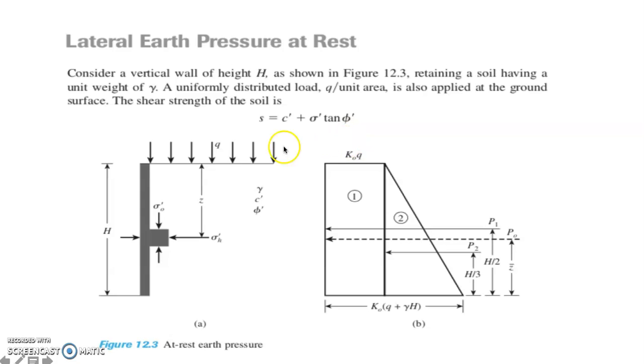Then afterwards, you draw when Z is equal to H. When Z is equal to H, meaning to say this is the total height, of course your sigma O, which is the vertical stress at Z equal to H, would be equivalent to gamma times H. So that would be gamma times H.